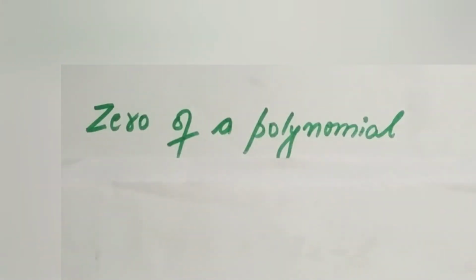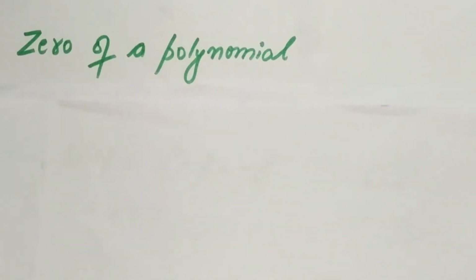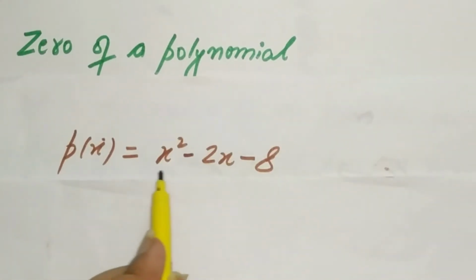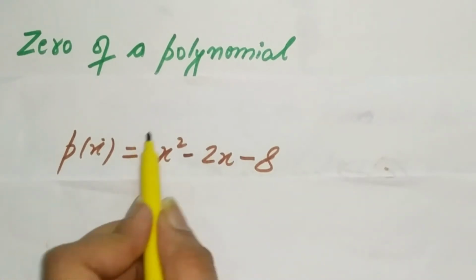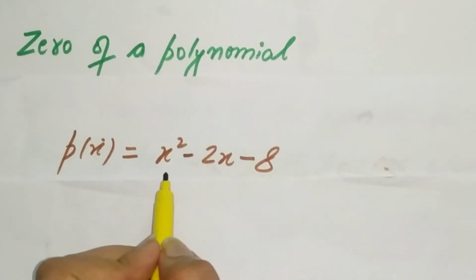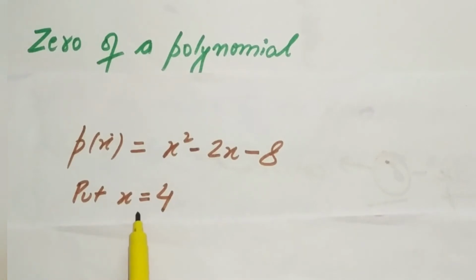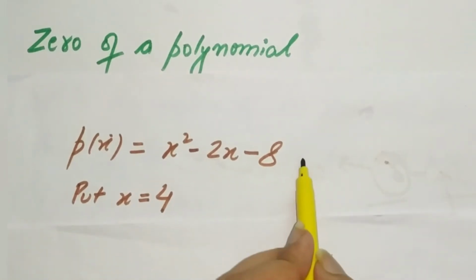Let's understand another important concept, that is zero of a polynomial. Now we'll understand it with the help of an example. Now this is a quadratic polynomial because highest degree of x is 2. Now follow with me and you'll understand the concept zero of a polynomial. Now let's substitute value of x in p(x).